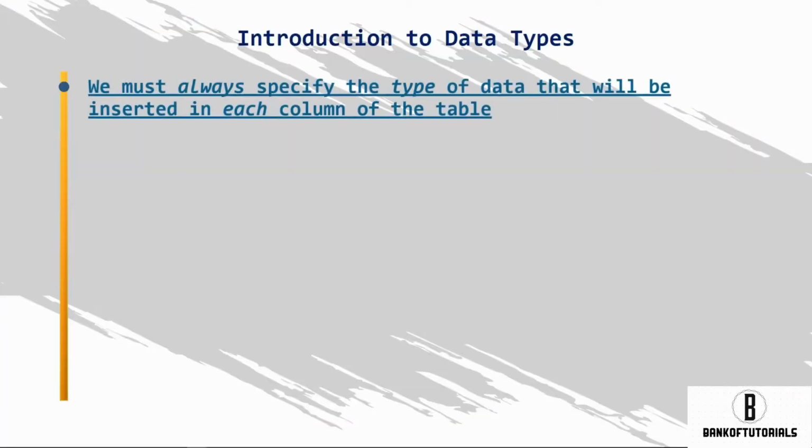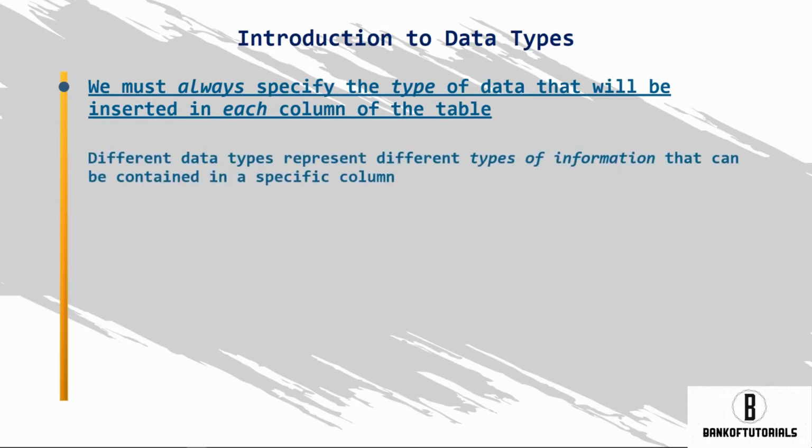We must always specify the type of data that will be inserted in each column of the table. Therefore, in the next lessons, we will introduce you to the various data types available in SQL. Different data types represent different types of information that can be contained in a specific column. There are a few measures that characterize a data type.